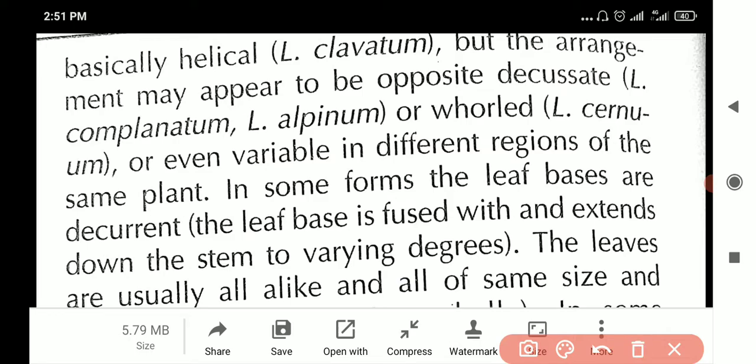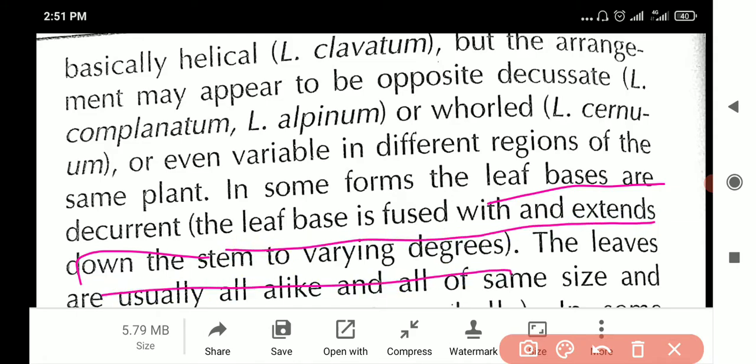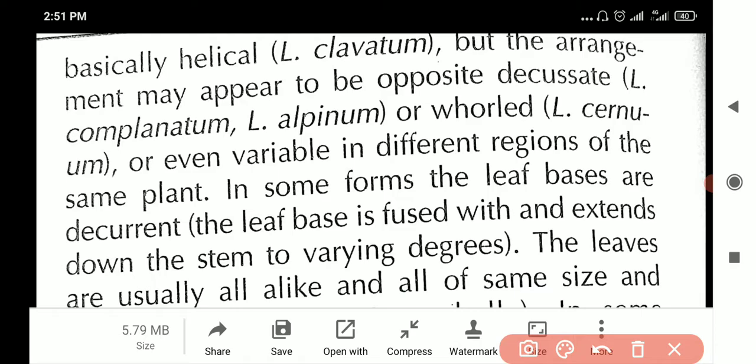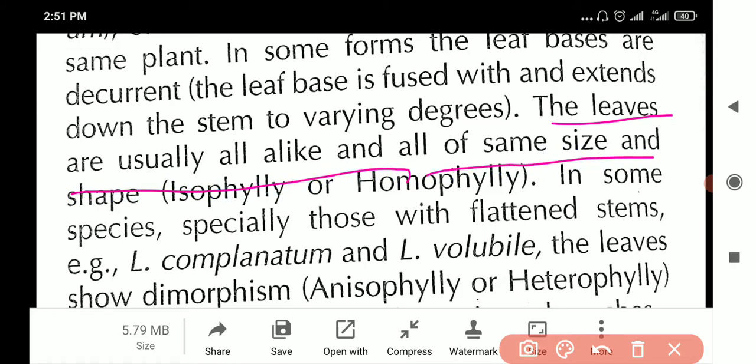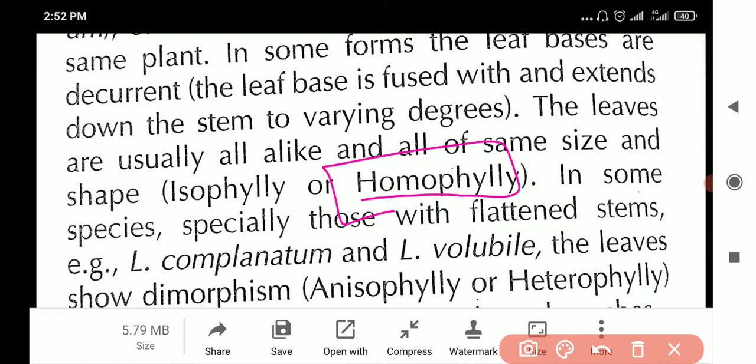In some forms the leaf bases are decurrent. Here's the meaning for decurrent. I don't have to explain because the meaning is already given there. So the leaves are usually all alike. They're like clones, with the same size and the same shape. So we call them homophyly or isophyly. Homo or iso means same. So homophyly, because all the leaves have the same shape and size.